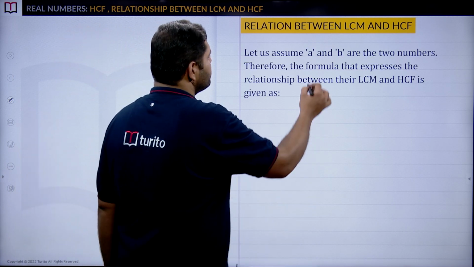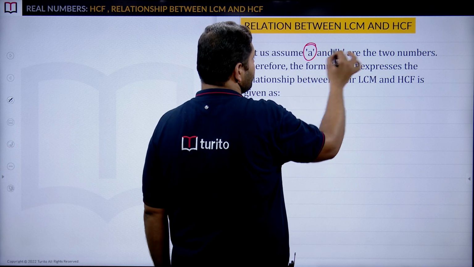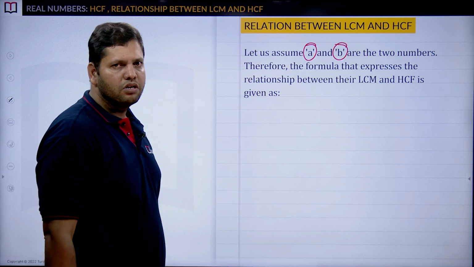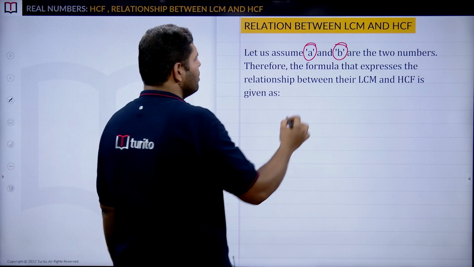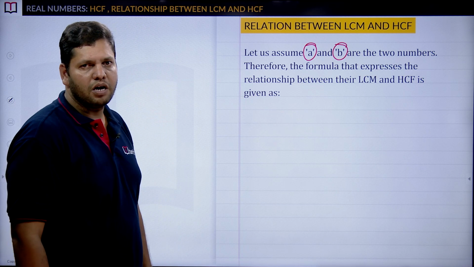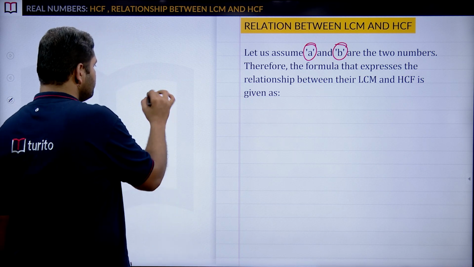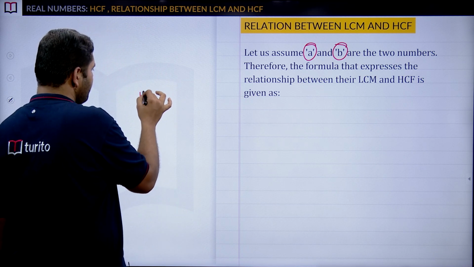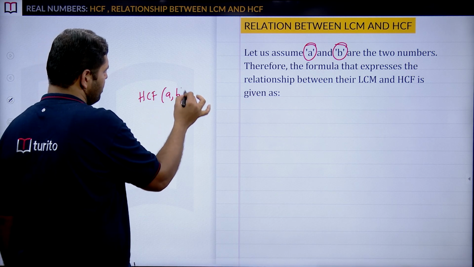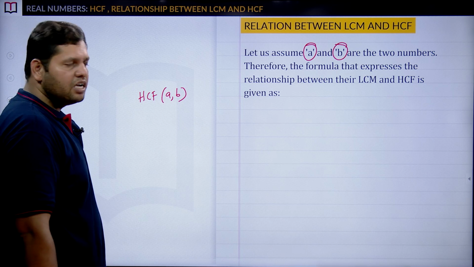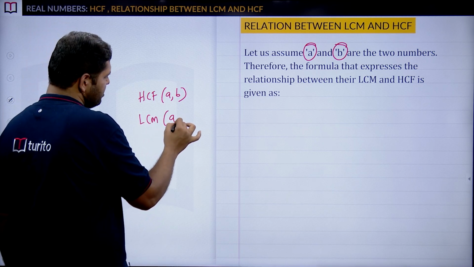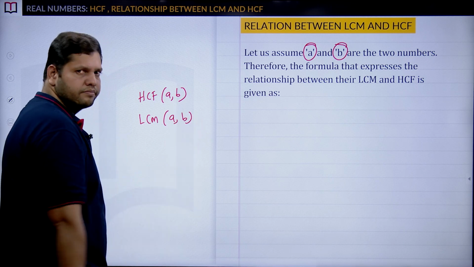Okay, children, I am taking two numbers. One number is A and one number is B, children. Both are positive numbers. Then what is the formula? I am writing a formula. Suppose I am writing the HCF of A comma B as HCF of A comma B. LCM of A comma B, children, I am writing as LCM of A comma B.